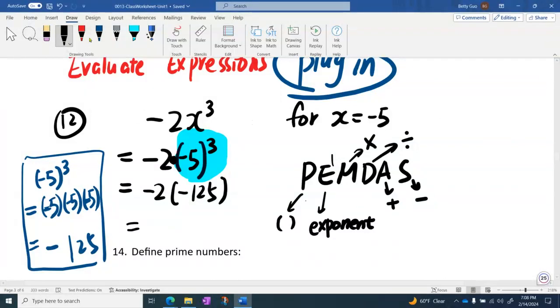Now we can handle the multiplication. We have 92 times negative 125. Negative times negative is positive, right? You don't have to write a positive sign here, but it doesn't hurt. Write it down, or you can just ignore it. What is it? 2 times 125?